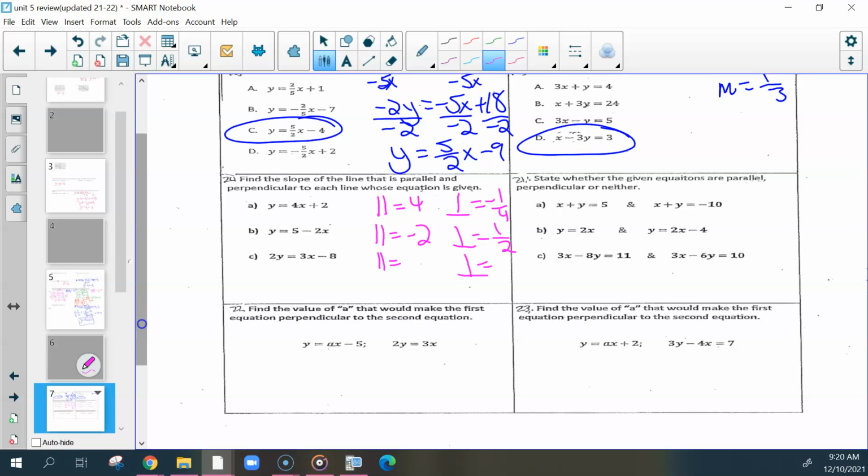With C, can I find the parallel perpendicular slope right now? No. This one wasn't really in slope-intercept form, but it's switched. But we need to get rid of this 2 before we answer that question. And now we can answer that question. What was the parallel? 3/2 and the perpendicular? -2/3.